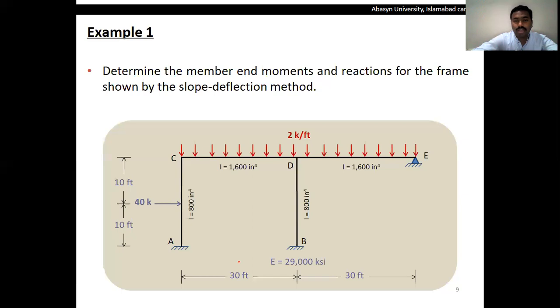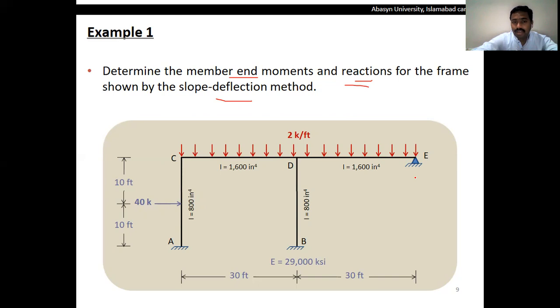Now coming to the applications, or the solution part, of the frames in which the loading is applied, with the help of slope and deflection equations. Consider this example 1, in which we have four members. The first member is A to C, second is C to D, third is B to D, and fourth is D to E. We are required to determine the member end moments and the member reactions by the slope and deflection method. As you already know, if you know the member end moments you can calculate the reactions, and afterward you can easily draw the shear force and bending moment diagrams.